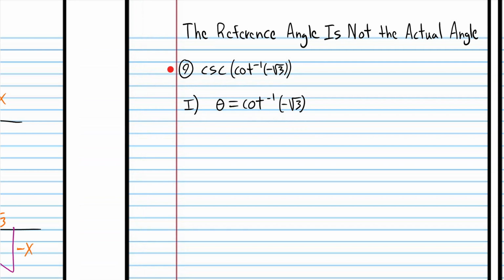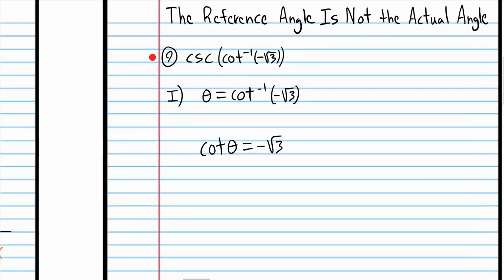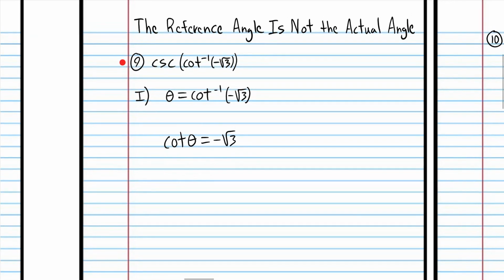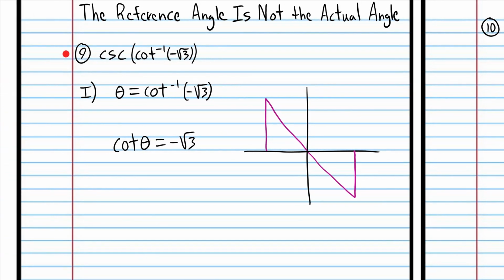And remember, that's the button you push in the calculator if you're trying to solve this equation. So this tells us what we're actually looking for. So let's draw some triangles. Cotangent is negative in the second quadrant and the fourth quadrant. How do I know that? Well, cotangent is the adjacent side of the reference angle divided by the opposite side of the reference angle.